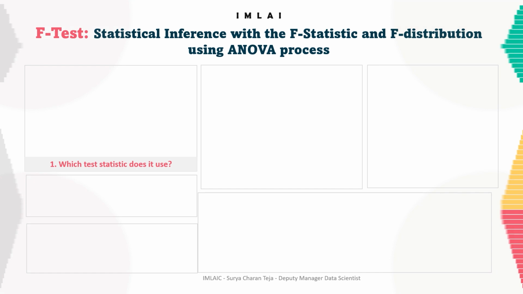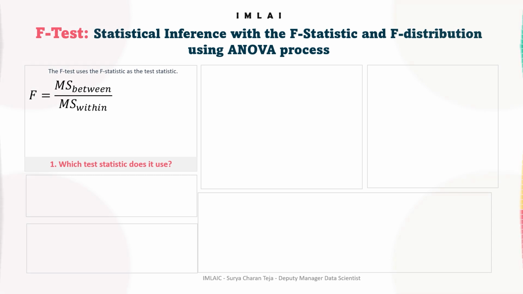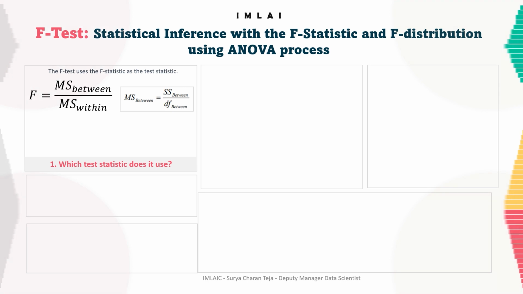So the first question I'm going to ask is, which test statistic does it use? The F test uses the F statistic as the test statistic. So how do we calculate that? The F statistic is equal to mean squares between divided by mean squares within. So how do we calculate the mean square between? Mean square between is equal to sum of squares between divided by df between, degrees of freedom between.